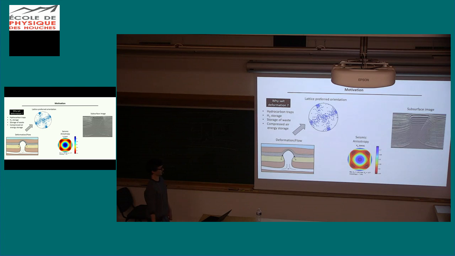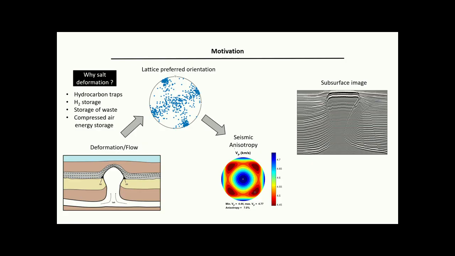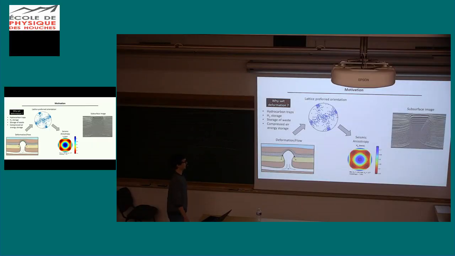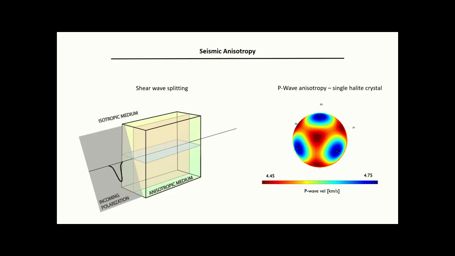If the single crystals are seismically anisotropic, and as halite is seismically anisotropic on single crystal scale, then this would lead to effective seismic anisotropy on scales which might be important for seismic wavelength. And if we do not account for this effect properly, this might lead to a wrong subsurface image. With that in mind, I talked about seismic anisotropy without really saying what it actually is.